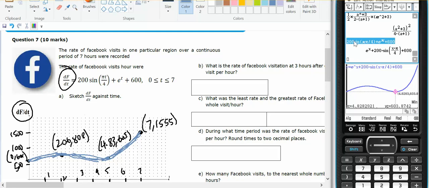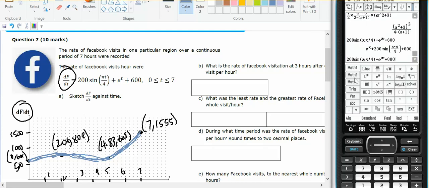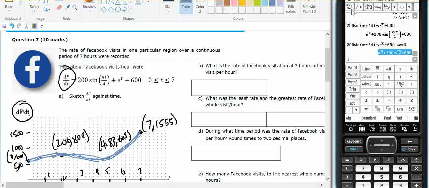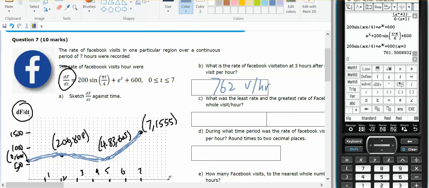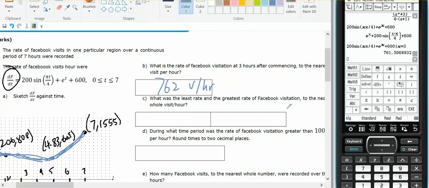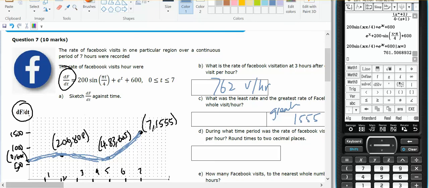So if I take this expression and do keyboard math 3, given x equals 3, that's going to be 762 to the closest person. That's the rate of visits per hour. What is the least rate and greatest rate of visitation to the nearest whole hour? The greatest rate is 1555 visits per hour, and the least rate should be 601.